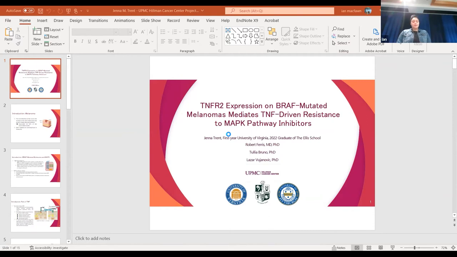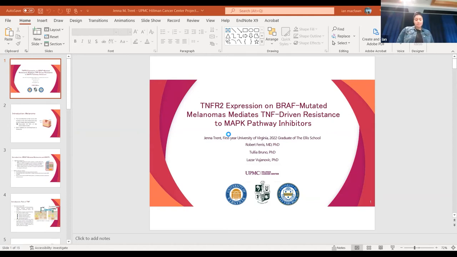To gain a better understanding of how different TNF receptors affect melanoma's ability to acquire resistance to BRAF and MEK inhibitors, I have included numerous slides of preliminary data which helped lay the foundation of my project. Previous literature suggested that all BRAF mutant cell lines exposed to TNF acquire resistance to BRAF and MEK inhibitors, and microscopy showed TNFR2 expression was elevated in melanoma patients receiving inhibitor treatment.